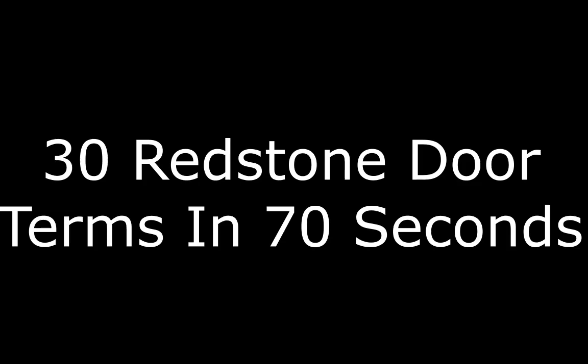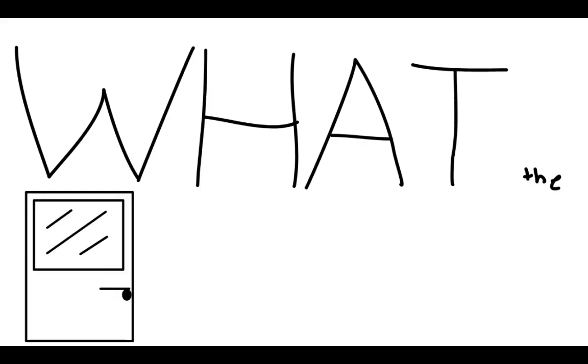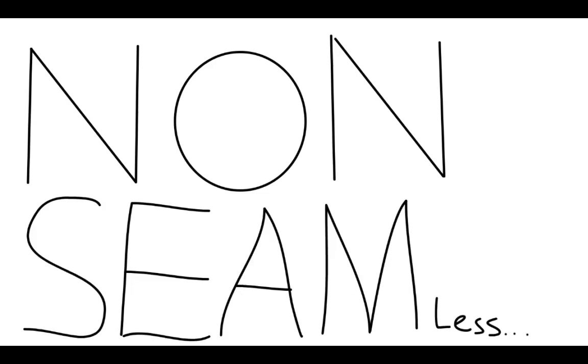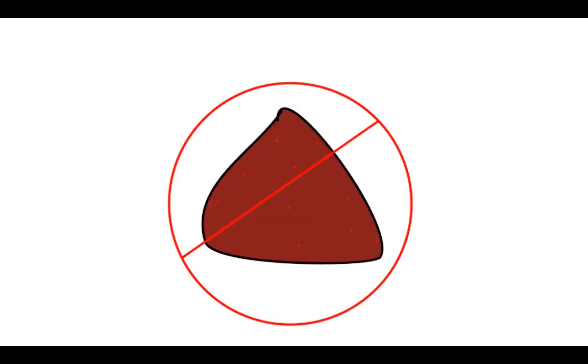30 redstone door terms in 70 seconds. 3, 2, 1, go. Door frame, frame of door. Door blocks, what the door's made of. Trap door, horizontal door. Sky door, side excuse for a trap door that's too big.